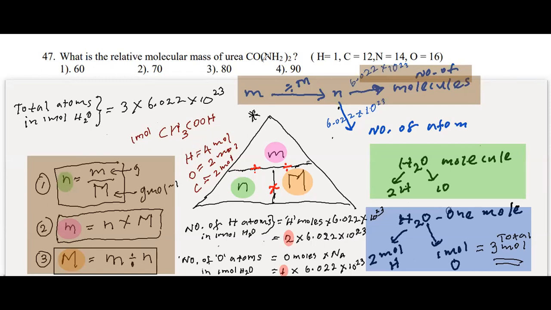But 1 mole of acetic acid, how many atomic moles? Total atomic moles. How to find the total atoms? Tell me. How many total atoms in 1 mole of acetic acid? Any volunteers? Some of you raise your hand. 8 atoms? No, I repeat the question. 1 mole of acetic acid, how many atoms in total? 8 into Avogadro constant. Very good. Excellent.